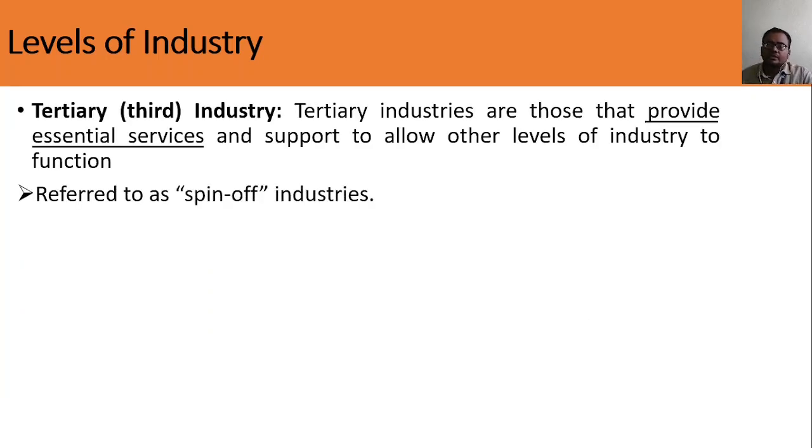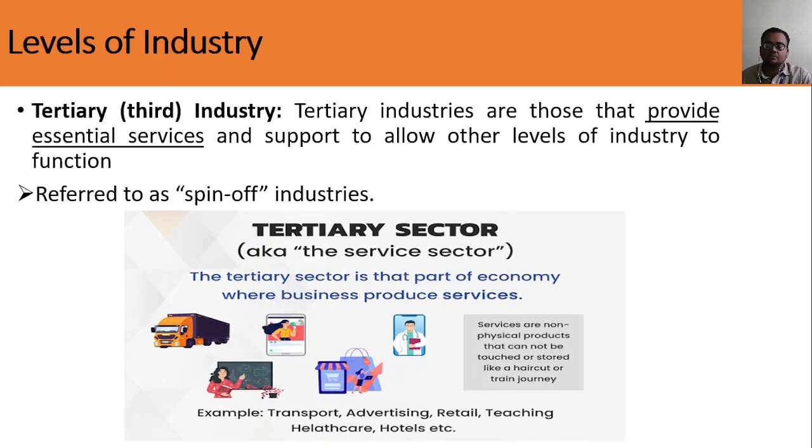The next category is the tertiary industries. They provide the essential services and they support or allow the other industries to function. The primary and the secondary industries are predominantly dependent upon these industries, and they are also referred to as spin-off industries. It is because without these industries, the effectiveness and the efficiency of the first two industries will come to a standstill.